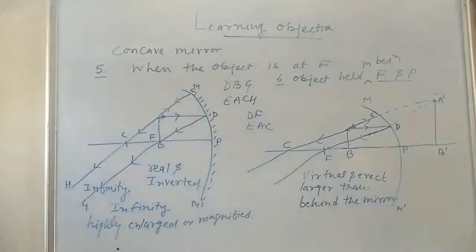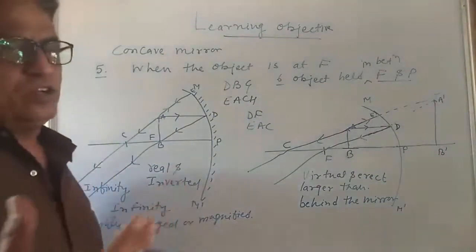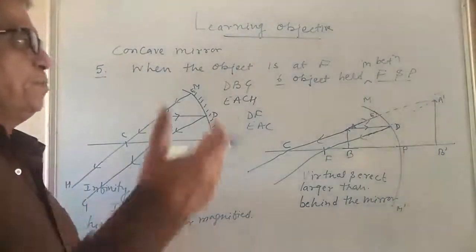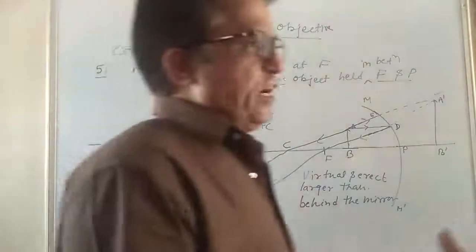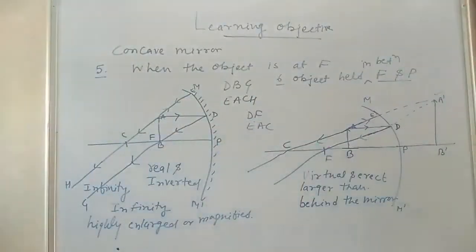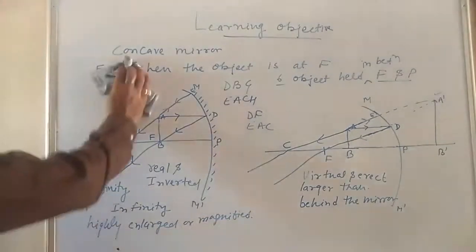Okay, so these are the important things, my dear children. Remember it. So this is the way to find out the image formation by a concave mirror. Now we have to take two more image formations, by a convex mirror. My dear children, here I can say the image formation by a convex mirror.